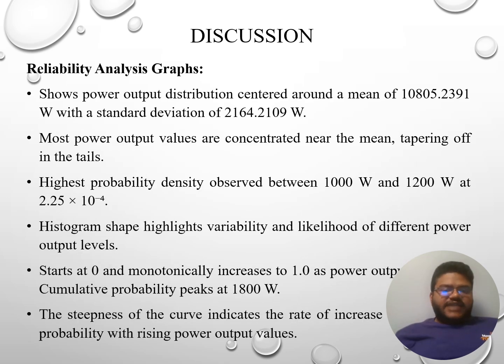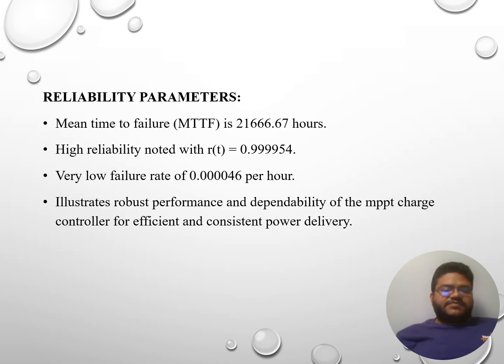And in the reliability analysis, we have already seen that it's highly reliable, with a standard deviation of 2164 watt, and the probability density is 2.25 times 10 to the power minus 4. Our project was highly reliable. And these are the reliability parameters, which we already discussed. The reason for the MPPT charge controller's high reliability depends on its circuit mechanism.